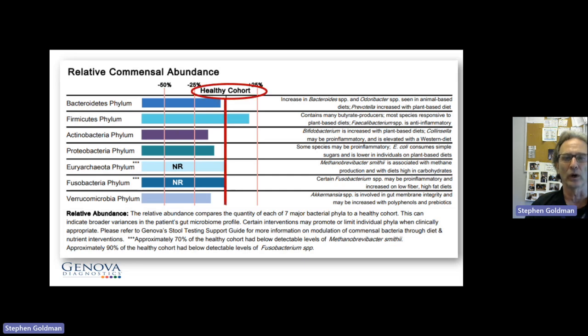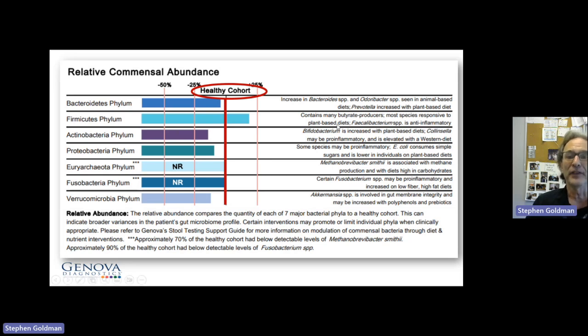So a healthy cohort, this plumb line tells you each individual phylum and how it compares to the healthy cohort. So if the color-coded bar extends all the way right up against this drop line, this plumb line, that would tell you that the population is exactly the same between the healthy cohort in that phylum and your patient. To the right, like this Firmicutes, is almost 25% higher. So it's a great way of breaking it down more specifically.